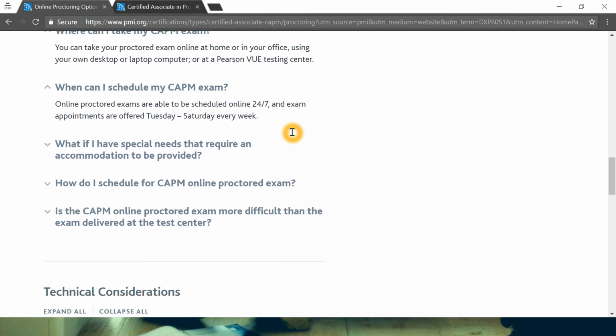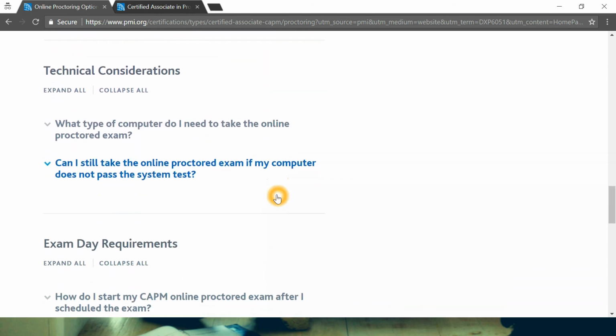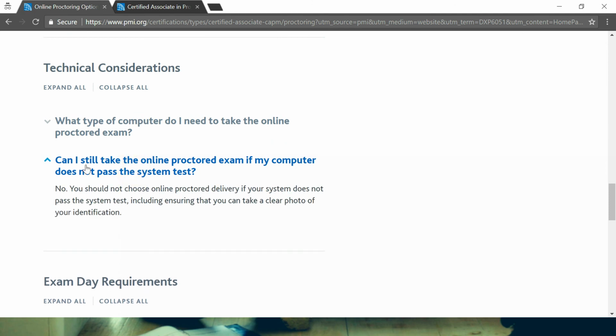Where can I schedule my CAPM exam? So you can schedule that online 24 by 7. You can schedule the exam online, but the exam appointments are offered only on Tuesday to Saturday every week. Right? There are some other questions that I'd like to take here from technical considerations.